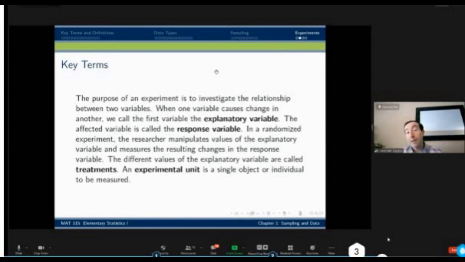All right. The different values of the explanatory variable are called treatments. So once they've controlled for those different values, each different value group is a different treatment. And an experimental unit is a single individual in the sample that we're measuring in our experiment. So in the example I just described a moment ago, the individual people taking aspirin for that study would be experimental units.